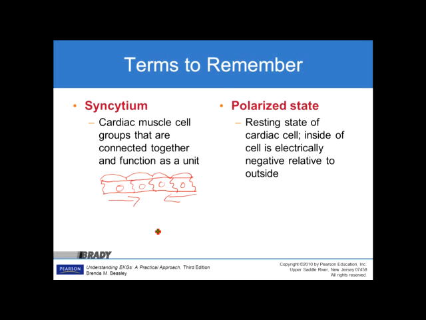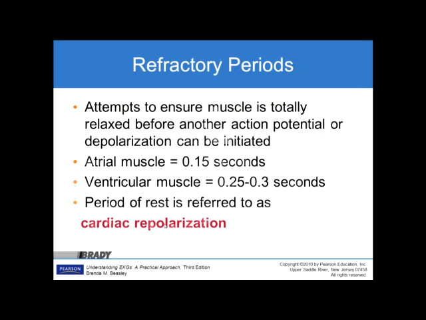Polarized state. Resting state of the cardiac cell. Inside the cell is electrically negative relative to the outside, which is positive. Refractory periods. Attempts to ensure muscle is totally relaxed before another action potential or depolarization can be initiated. Atrial muscle equals 0 to 15 seconds. Ventricular muscle equals 0.25 to 0.3 seconds. Period of rest is referred to as cardiac repolarization.